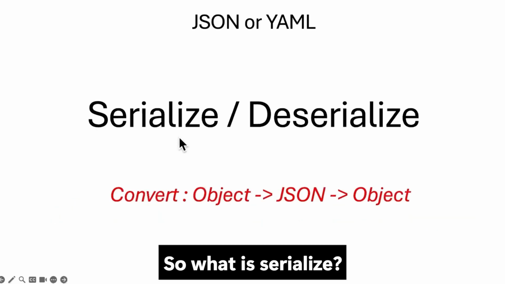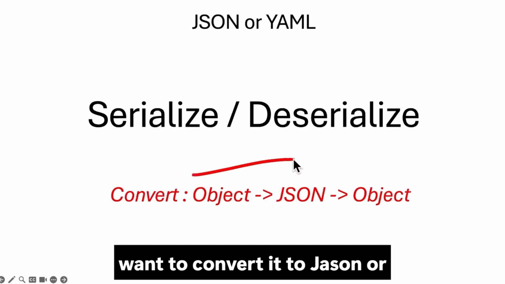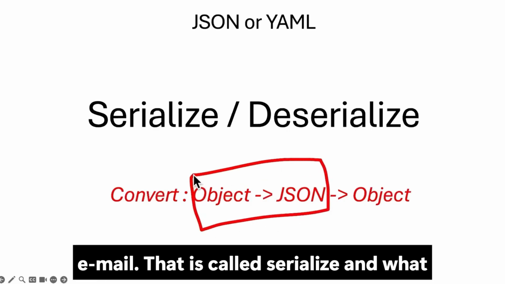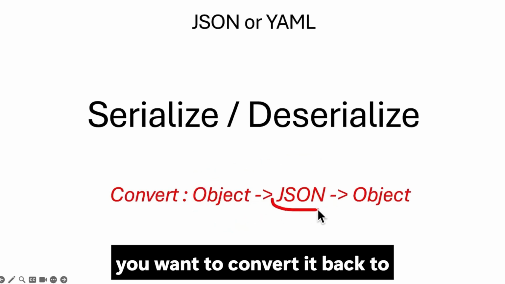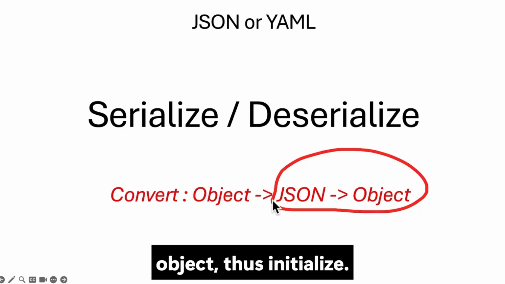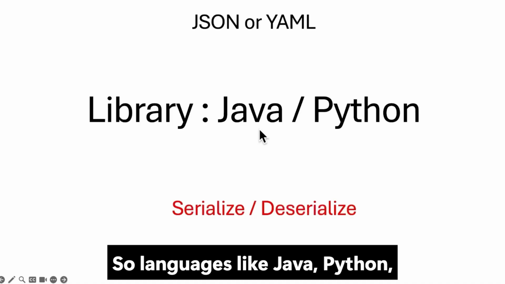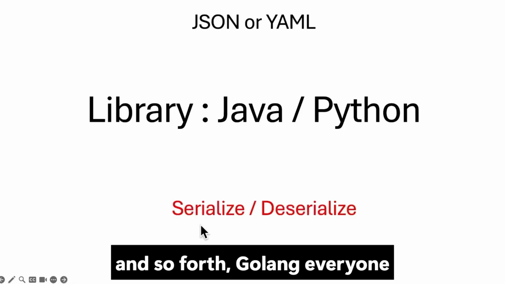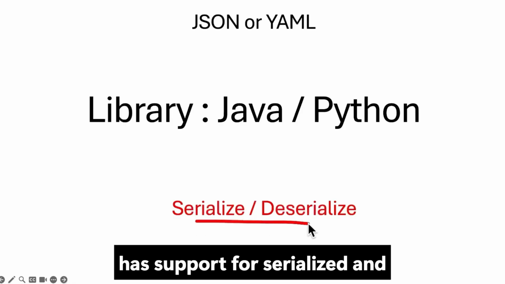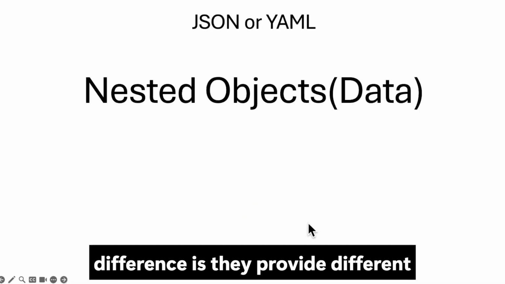So what is serialize and deserialize? Serialize is when you have an object and you want to convert it to JSON or YAML. That is called serialize. And what is deserialize? You have a JSON and you want to convert it back to an object. That's it, deserialize. So languages like Java, Python, Node.js, TypeScript, Golang, every one has support for serialize and deserialize of JSON and YAML. The only difference is they provide different libraries.